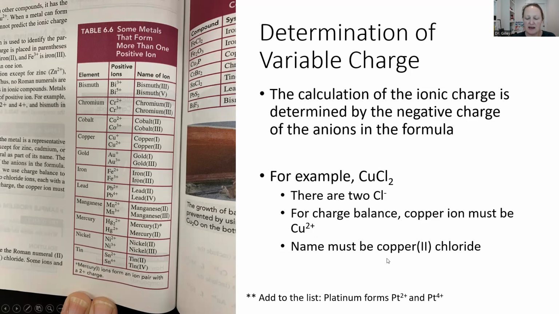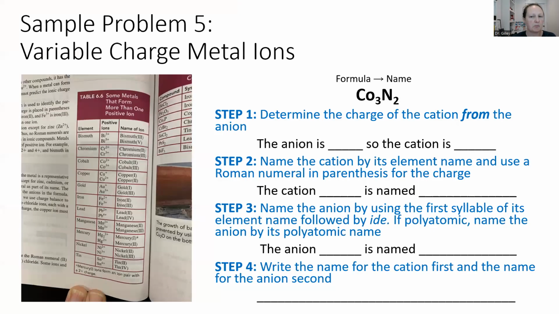So the name then, we write copper. Immediately after that, a parentheses, Roman numeral 2, close parentheses, space, then the word chloride. And to this list, you can add platinum, which forms platinum 2+ and 4+ ions. That will be a helpful one to also have to be able to do the problems in the activity.